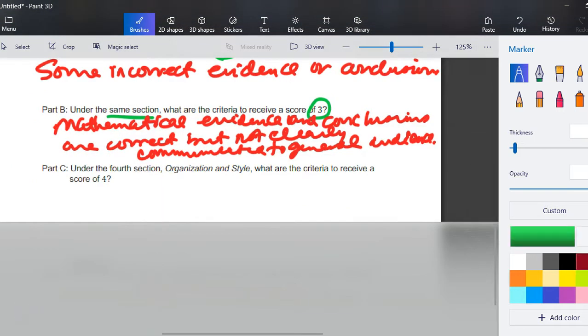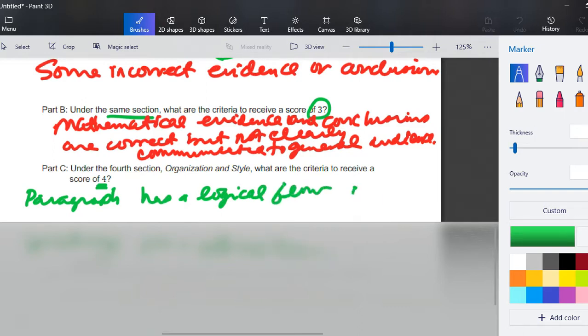Part C says, under the 4th section, which is organization and style, what are the criteria to receive a score of 4? It says the paragraph has a logical flow with an introduction, a body, and a conclusion.